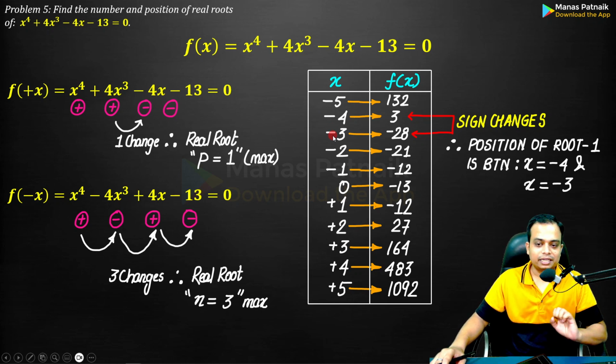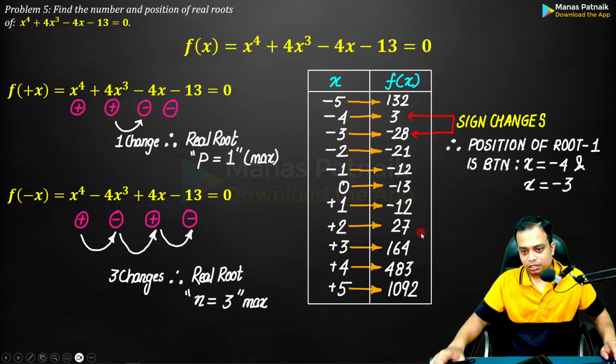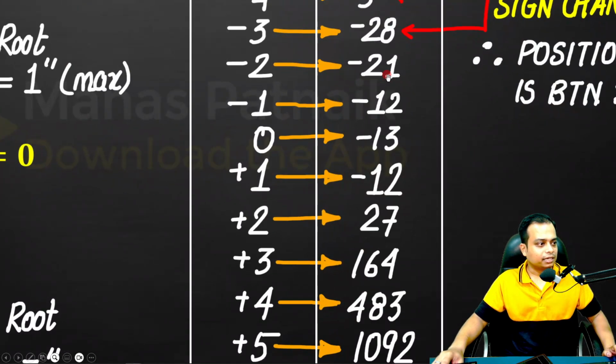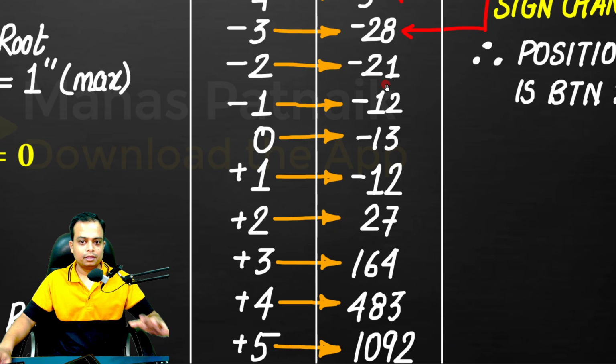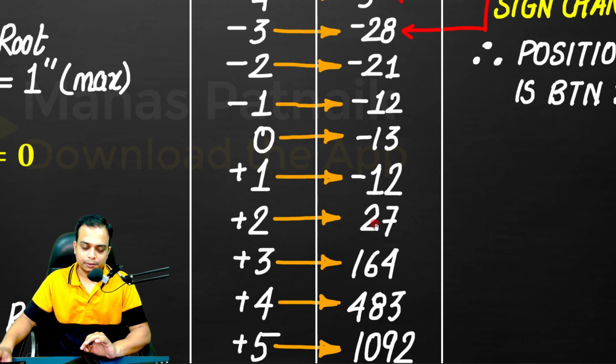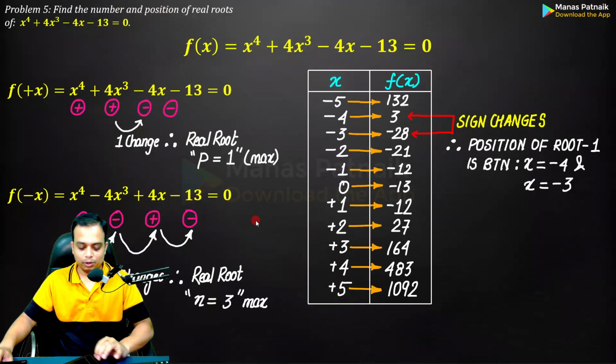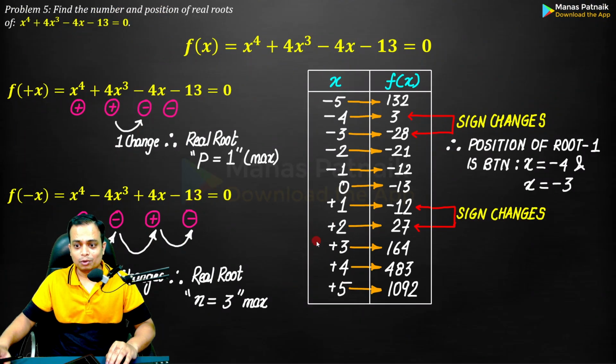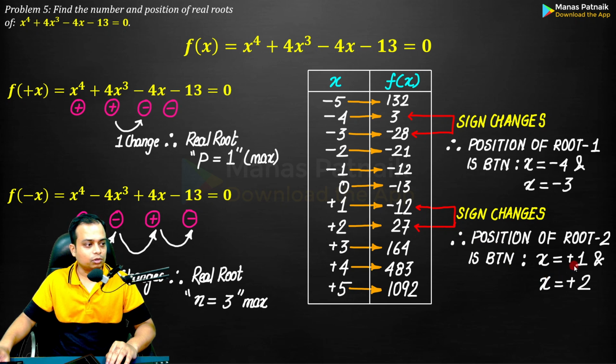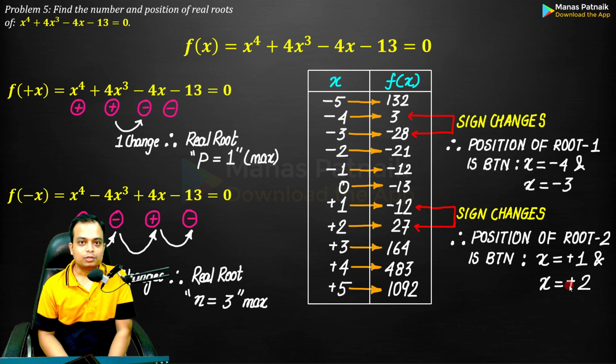The second thing is, if you keep on observing, -21, then -12, -13, -12, all of a sudden you get a positive value of the function. From -12 to +27, between 1 and 2. Sir, between 1 and 2 we are going to have another root, obviously a positive root. So the position of the second root is between x equals 1 and x equals 2. The problem is over here.